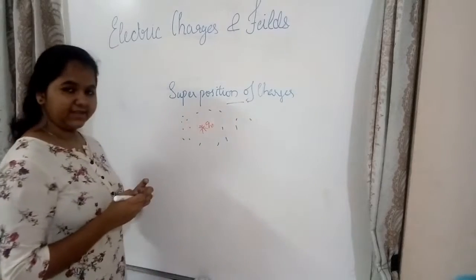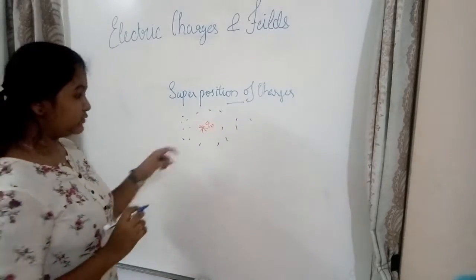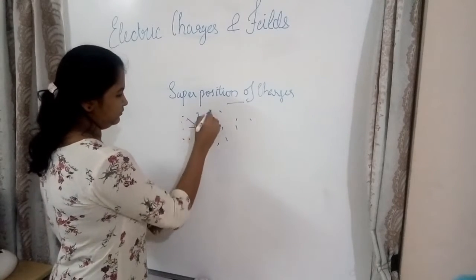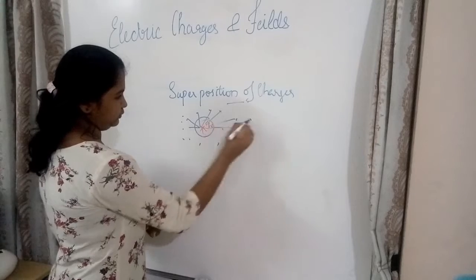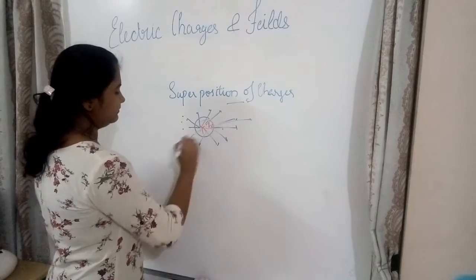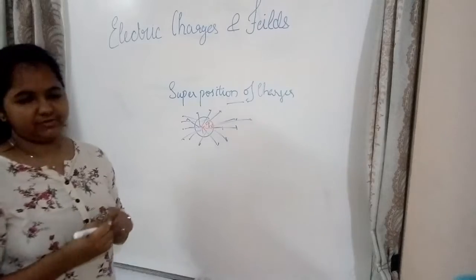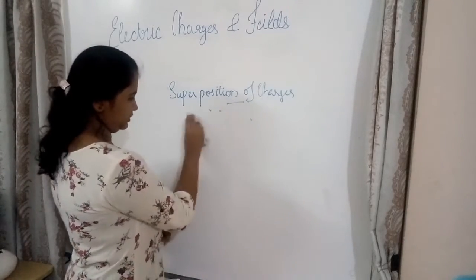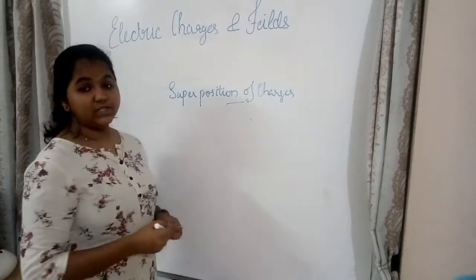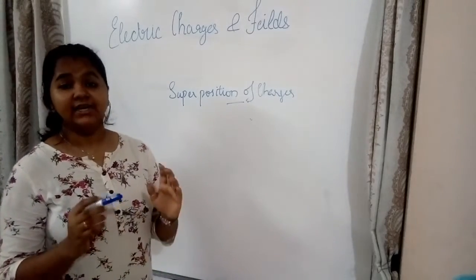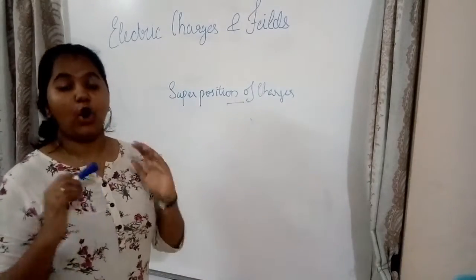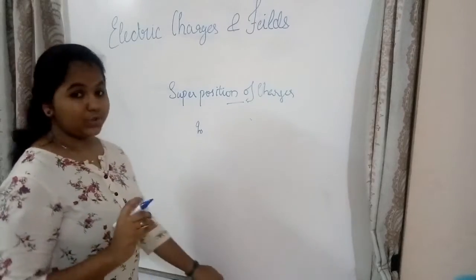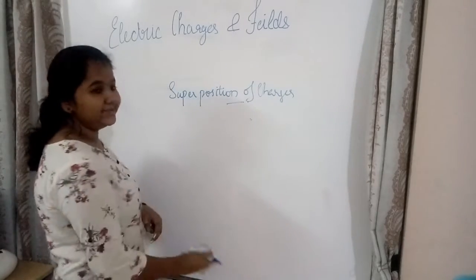So what should we find out? We should find out the force experienced by Q0 when these forces act on it. So we have to find this. Let us see. According to the principle of superposition, the total force is the vector sum of all forces acting on Q0. So we will find out what all the other charges are.